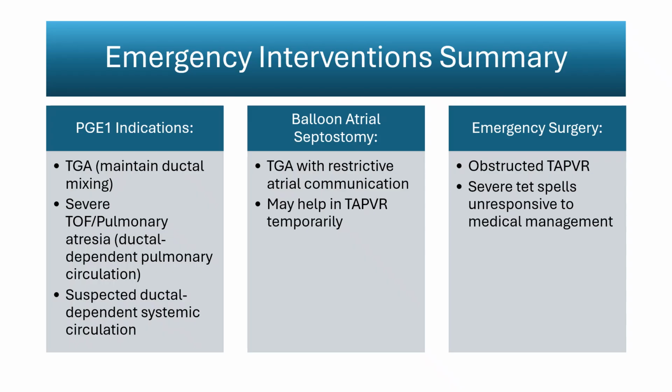These interventions are not interchangeable. Each targets a specific physiologic problem, whether maintaining ductal patency, creating adequate mixing, or relieving obstruction. Recognizing which pathway applies in the unstable newborn is essential, as delays or missteps can rapidly prove fatal.